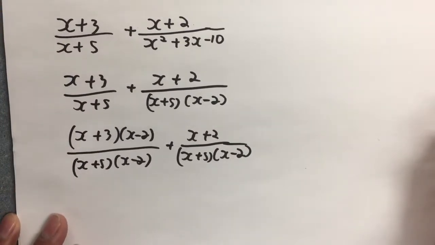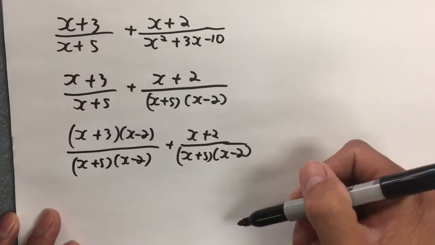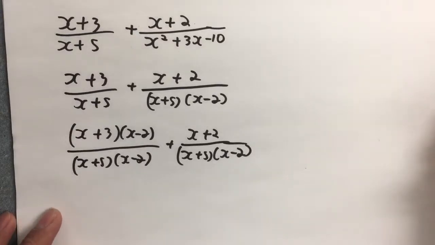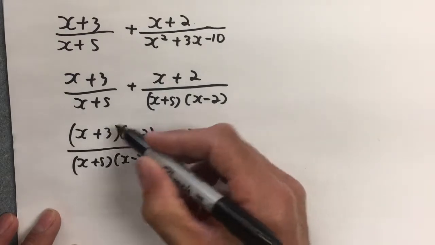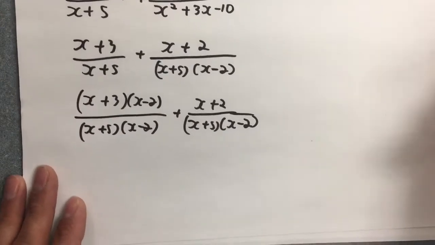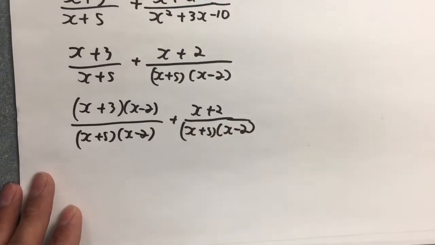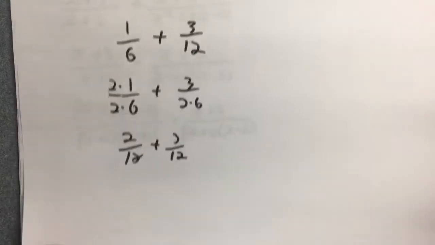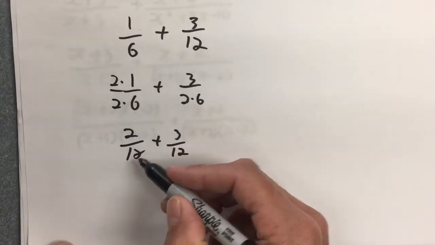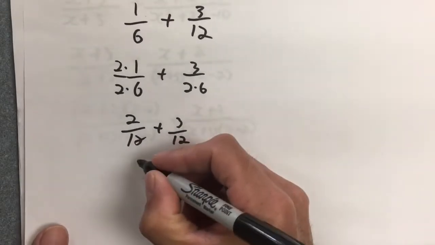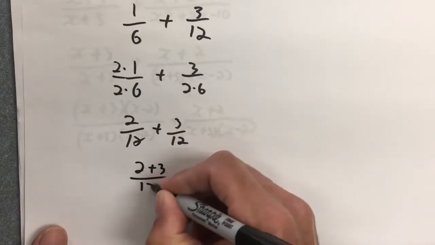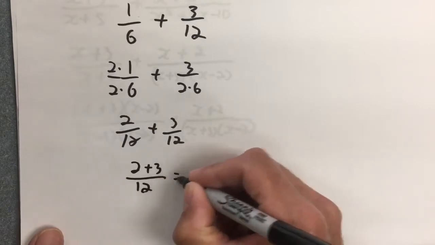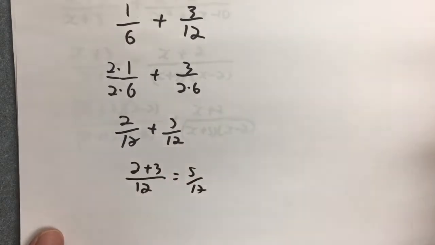Okay, now that this is done, we have both rational expressions as fractions with the same denominator. So we can simply add the numerators. That is, we can add the terms on the top here to the ones on the top there, putting it all over that same common denominator. So again, just as here, we've got 2 twelfths plus 3 twelfths. We could add them together to give us 2 plus 3 over 12, which is 5 over 12.